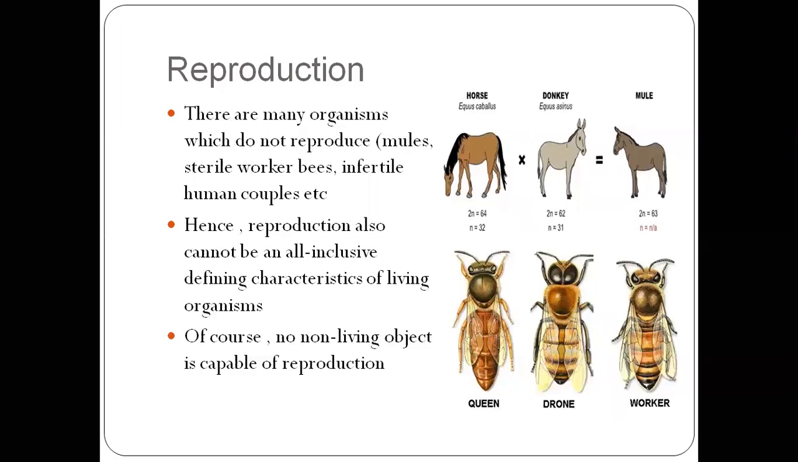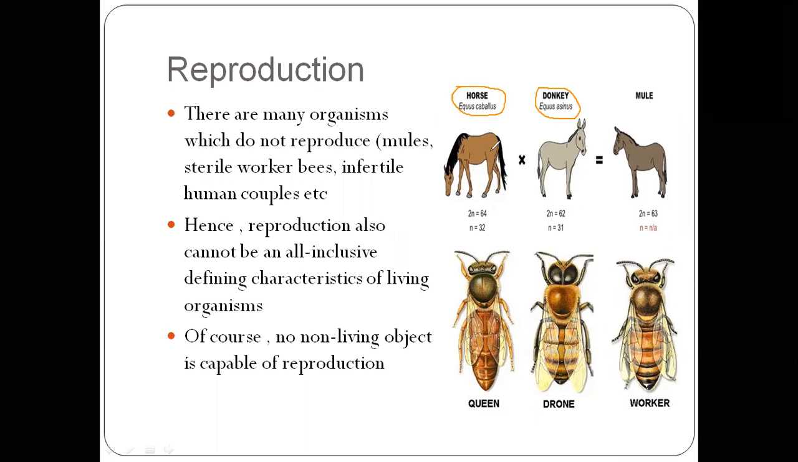Now, there are many organisms which do not reproduce at all. Let us take the two examples which I have shown here, a horse and a donkey. You have made a cross between the two. Horse is commonly given the name Equus caballus, and donkey, Equus asinus. So we have two different species here, but belonging to the same genus.